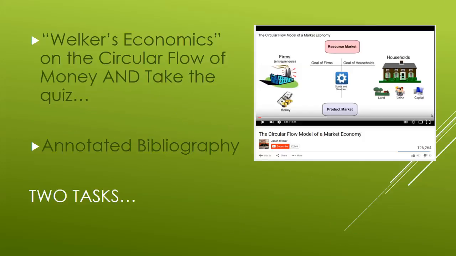The first one is a continuation of what we talked about in class in terms of gross domestic product. I want you to search for and find this video from Jason Welker on YouTube, and it talks about the circular flow of money. There's a little quiz that the sub is going to hand you once I'm done with this video. They'll have a link that you can type in to get to that video, and then you're going to take the quiz as a result of watching it, and turn that back in to the sub.